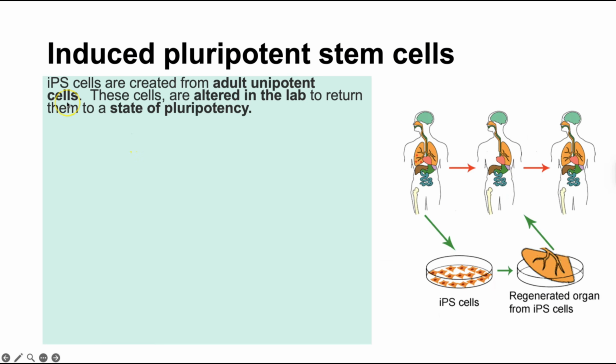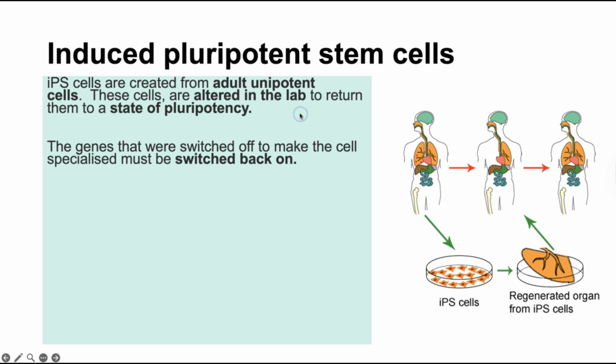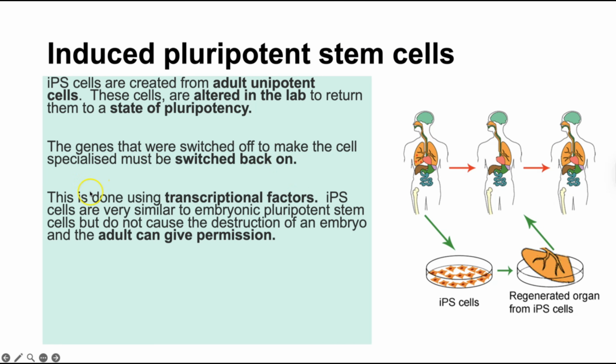So the way this is done then, the iPS cells are created from the adult unipotent cells. These are altered in the lab to return them to that state of pluripotency. The genes that were switched off, which basically means those genes could not be transcribed, are now able to be transcribed again. And this is done using transcriptional factors.